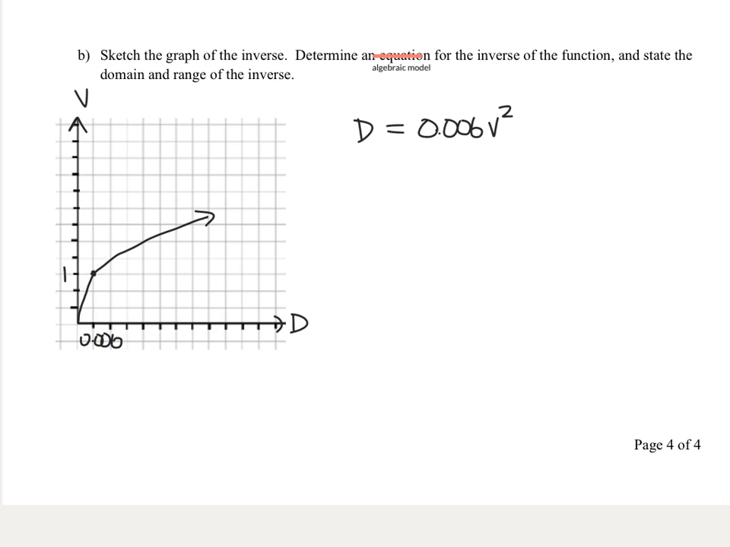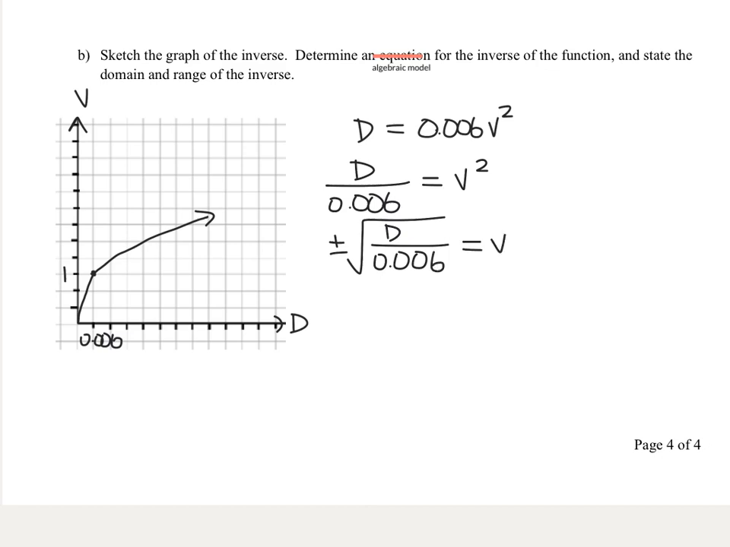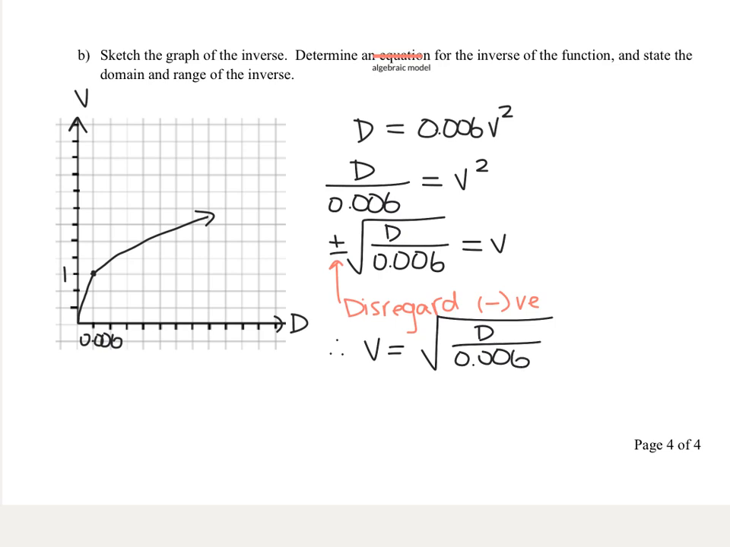So instead, what we're going to do is we're just going to work on isolating our v now. So we're going to divide both sides by 0.006 first, and then we're going to take the square root. Okay, but because this is a real life situation, we're not going to have a negative square root. Okay, so we're going to disregard that negative, and instead we're just going to keep v as positive square root of stopping distance divided by 0.006.